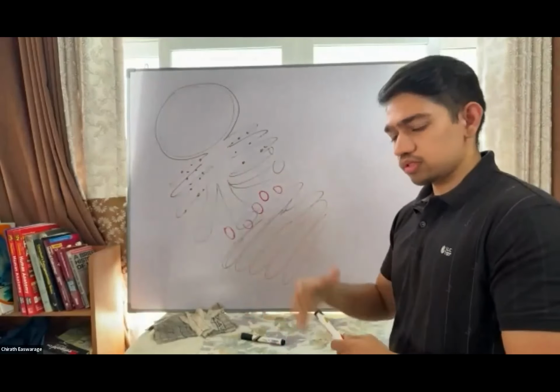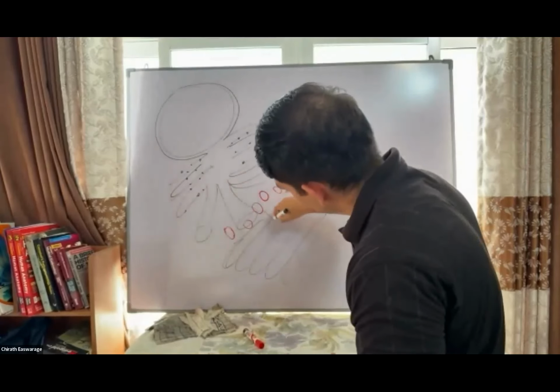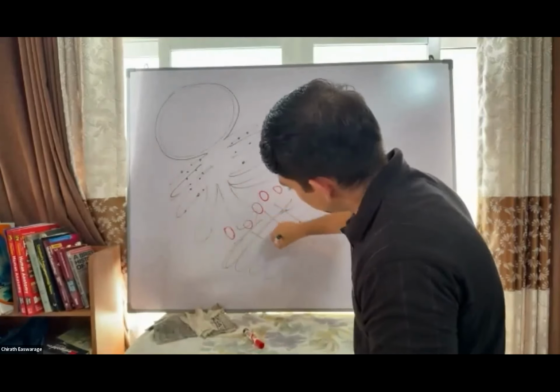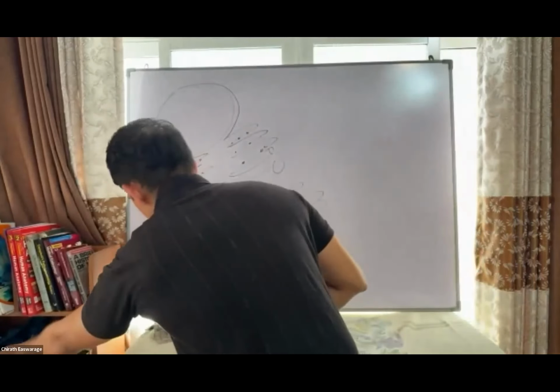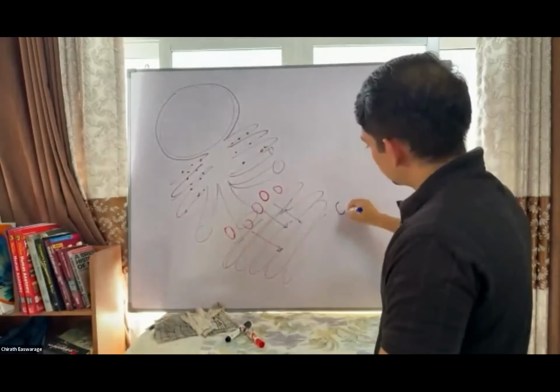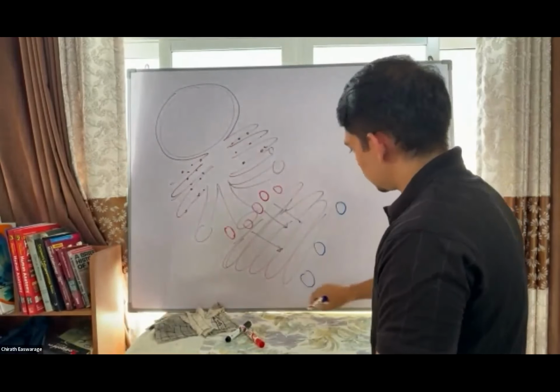So these vesicles and their contents will travel through the Golgi, through the different membrane systems of the Golgi. And from one end, they will be released, right?